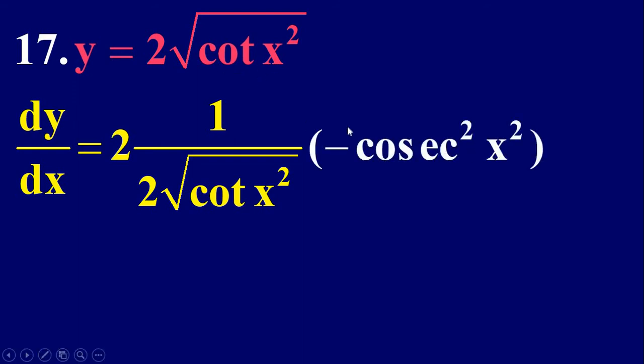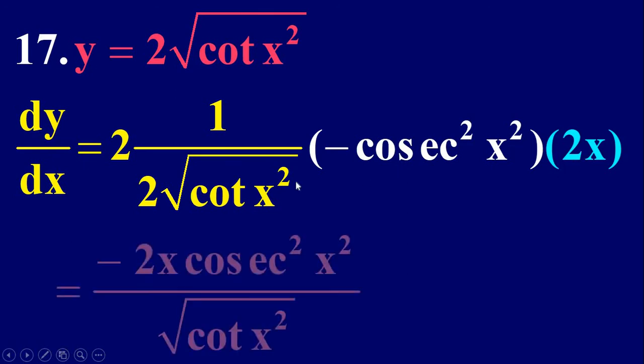That is cot x differentiation is minus cosecant x, but here again it is not x. In place of x we have x square. So again differentiate x square, differentiation is 2x. Now first we have to consider this as root x. Root x differentiation is 1 by 2 root x. But here it is not x. In place of x we have cot x square, and cot differentiation is minus cosecant square x. Again here in place of x we have x square, and x square differentiation is 2x. And here 2 to get cancelled, and we can write this as minus 2x into cosecant square x square divided by root of cot x square.